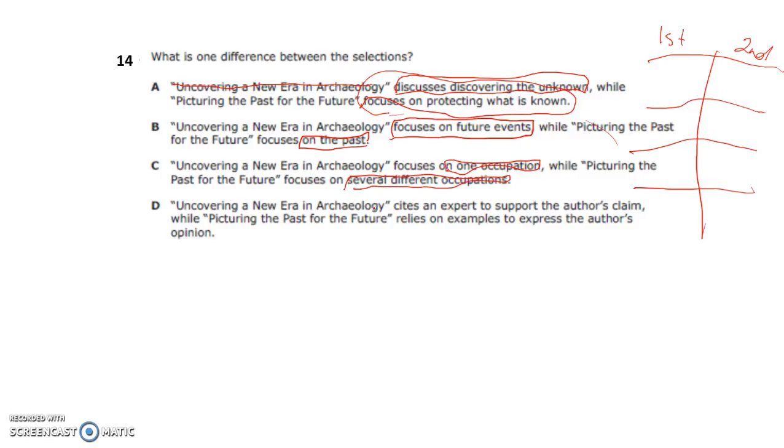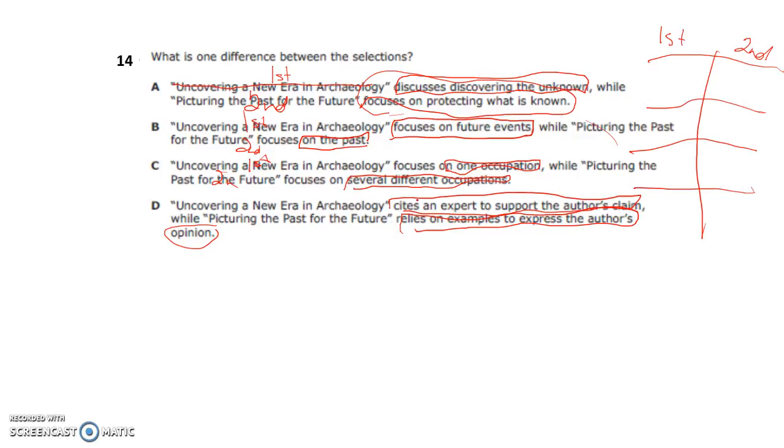Uncovering a new era in archaeology cites an expert to support the author's claim. And the second passage relies on examples to express the author's opinion, which is over here. So this would be easier if you were highlighting these sections. The rest of this is really just repeating the name of the passage. So you could label this as first, and this is second. You could say the first passage discusses, the second passage focuses. Makes it a little easier on your brain than reading those titles that are just confusing your brain and adding extra words you don't need.